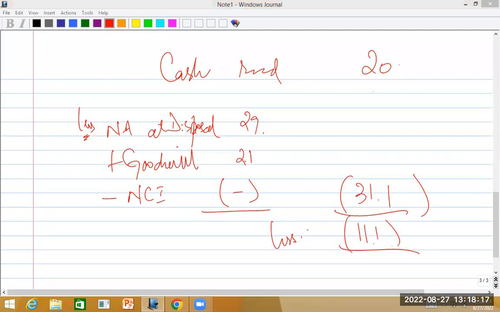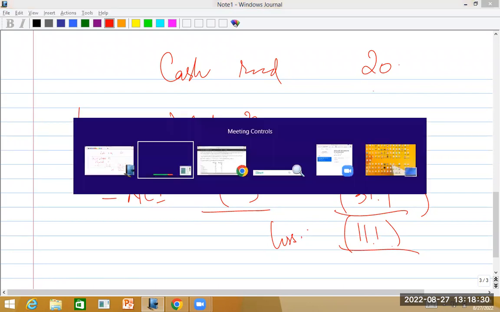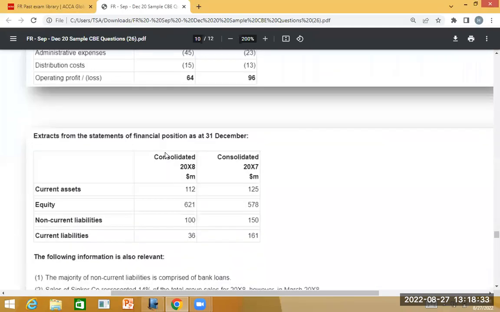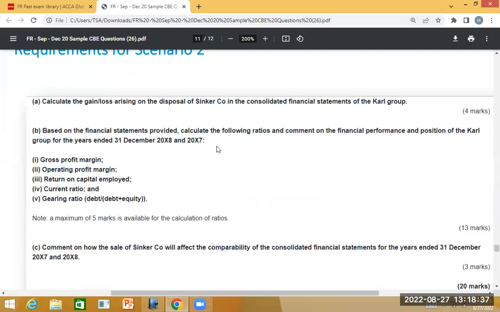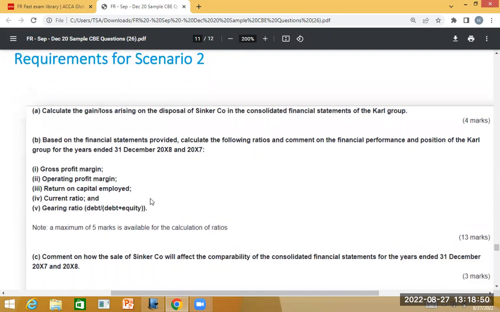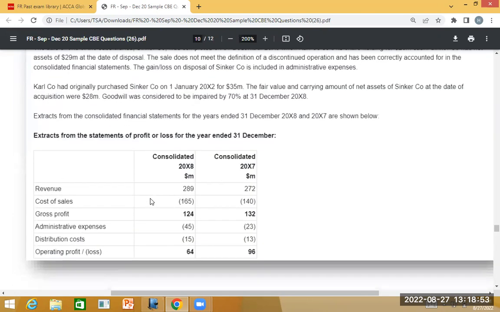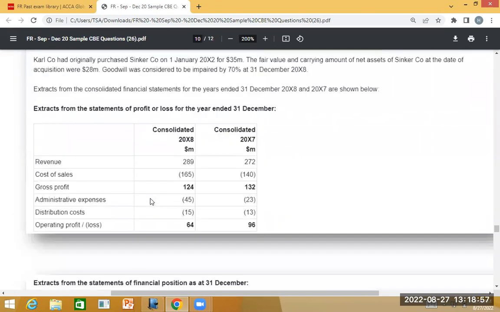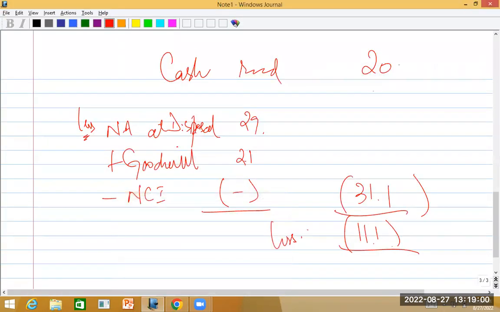Aisha wants me to solve this question on the Word. So there are 4 marks for the calculation of gain or loss in the school. Now the second part is to calculate the gross profit, operating profit, return on capital employed, current ratio and gearing ratio, debt upon debt plus equity. So now we have 2 minutes to solve these ratios. How do we solve these ratios on the Word? By making a table.